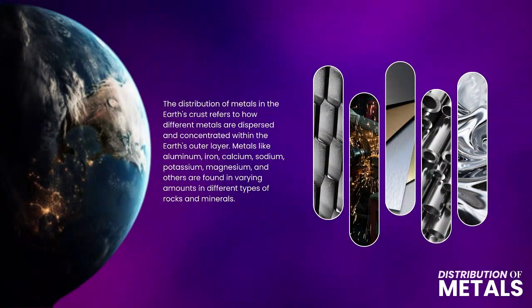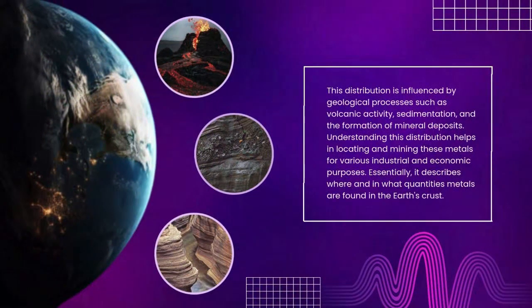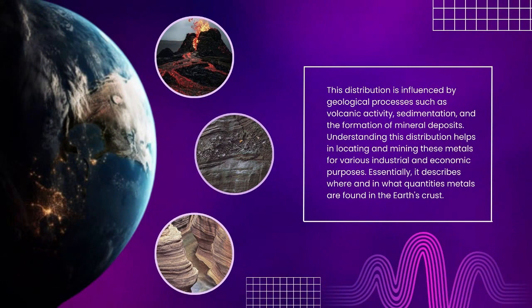Metals like aluminum, iron, calcium, sodium, potassium, magnesium, and others are found in varying amounts in different types of rocks and minerals. This distribution is influenced by geological processes such as volcanic activity, sedimentation, and the formation of mineral deposits. Understanding this distribution helps in locating and mining these metals for various industrial and economic purposes. Essentially, it describes where and in what quantities metals are found in the Earth's crust.